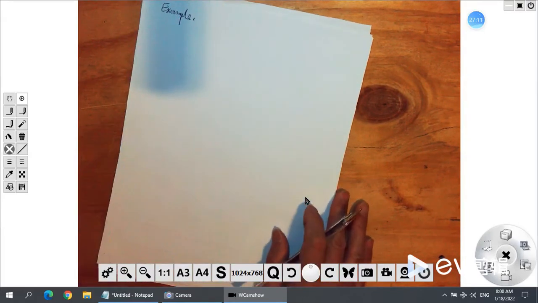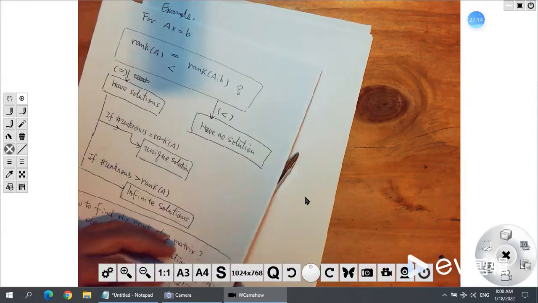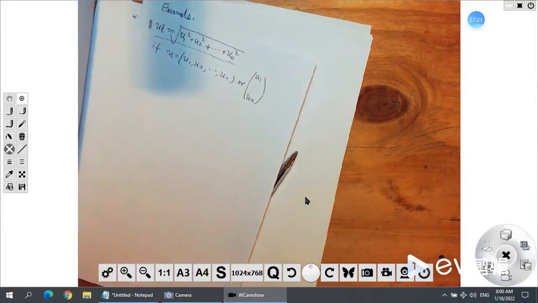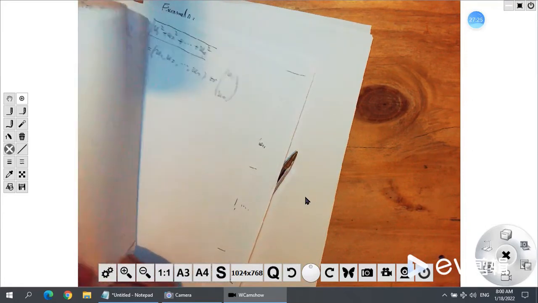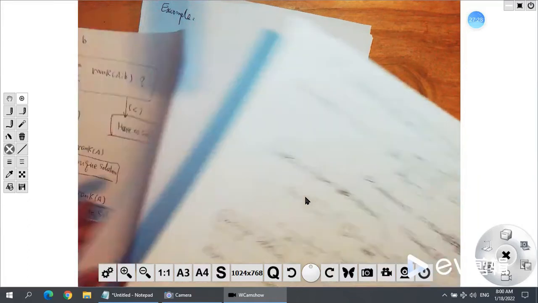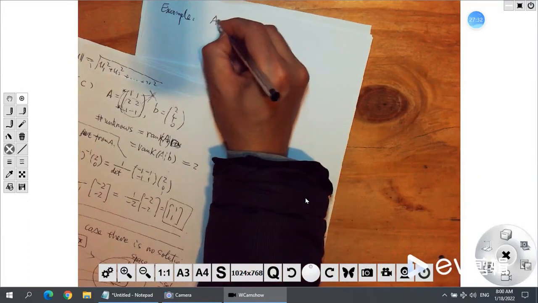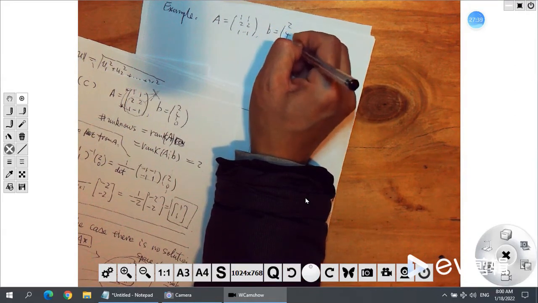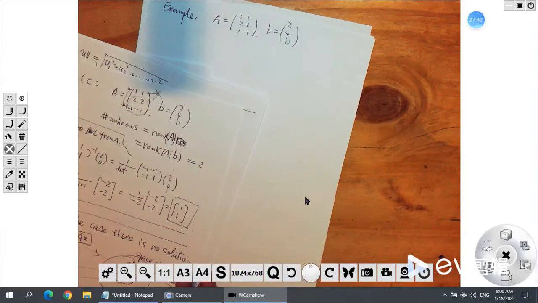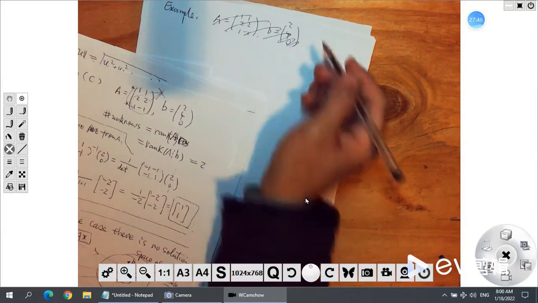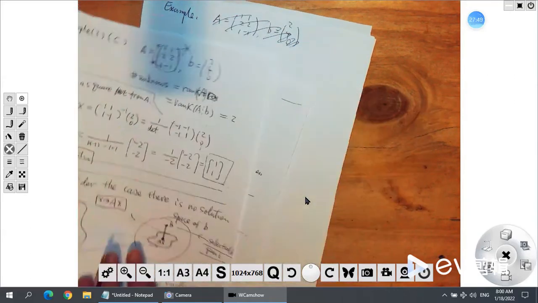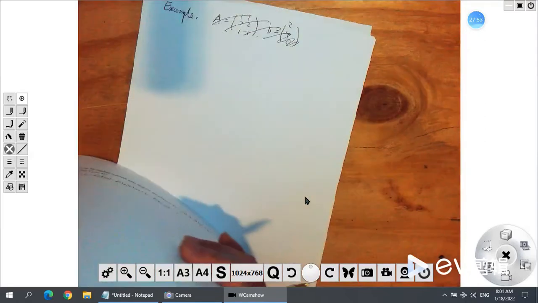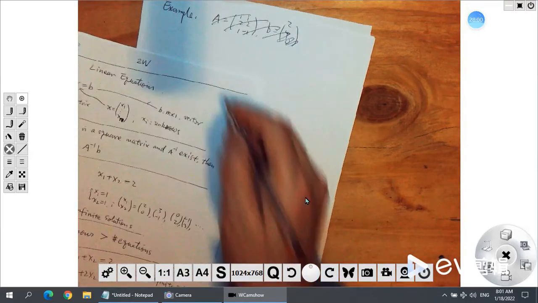This is the case, we have infinite solution. Actually, last time I gave an example with infinite solution, right? This one gave us infinite solution. A equal to 1, 1, 2, 2, 1, negative 1. And B equal to 2, 4, 0. This is a unique solution. Do I have infinite solution examples? Oh, we will have this one. This is infinite solution. It's quite simple.